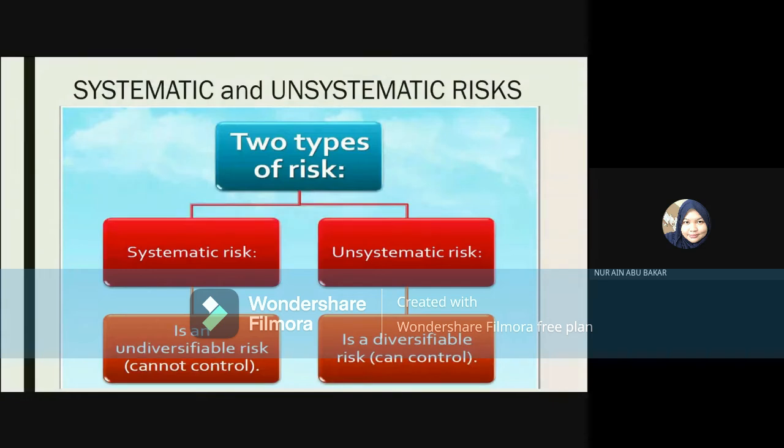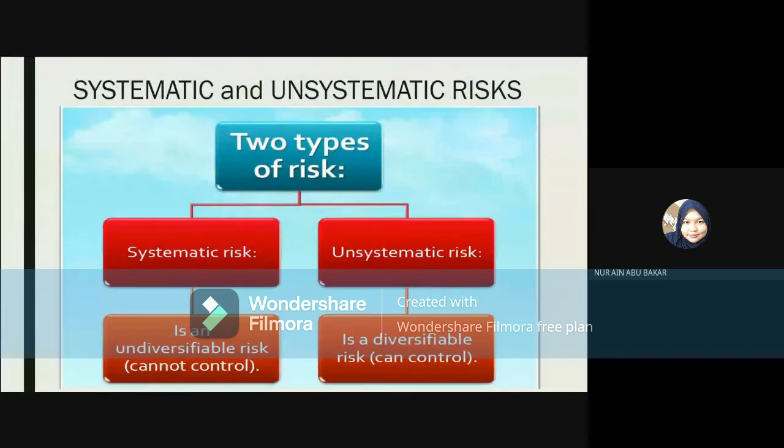What do we mean by diversification? We spread the degree of risk. The larger your spread, the lower the risk. So for example, you have 100,000. Let's say you have 100,000. What will you do with 100,000? You choose to invest. So if you invest in one portfolio, let's say you invest in AirAsia. And then because of COVID-19, AirAsia received a bad impact from the pandemic.